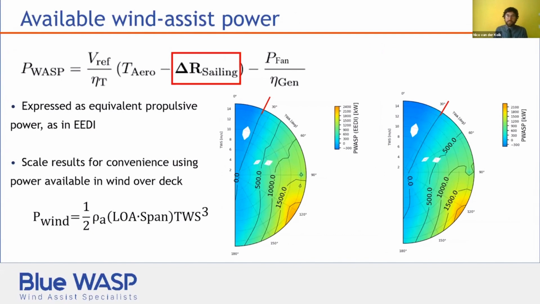So before beginning, I think it's useful to agree on some variables to compare the performance. And I started with, how do you say, the equivalent propulsive power, which is defined as in the EEDI. But I include also this change in resistance due to sailing. And that's, well, as you see here in these polar diagrams, quite a significant impact. If you look at the upwind angle, for example, it changes by nearly 10 degrees. And the magnitude of this power is somewhat depressed over the range of sailing conditions.